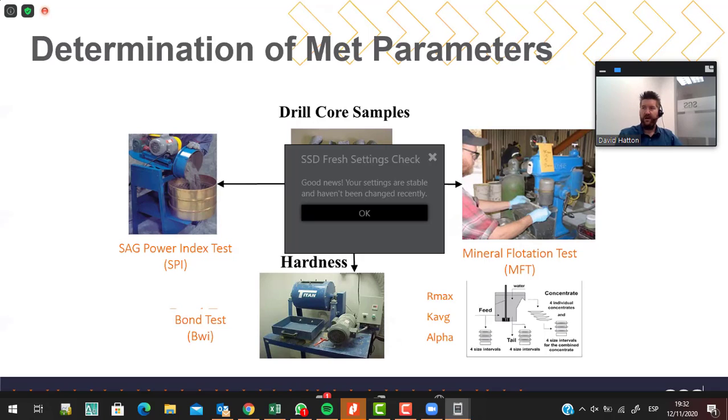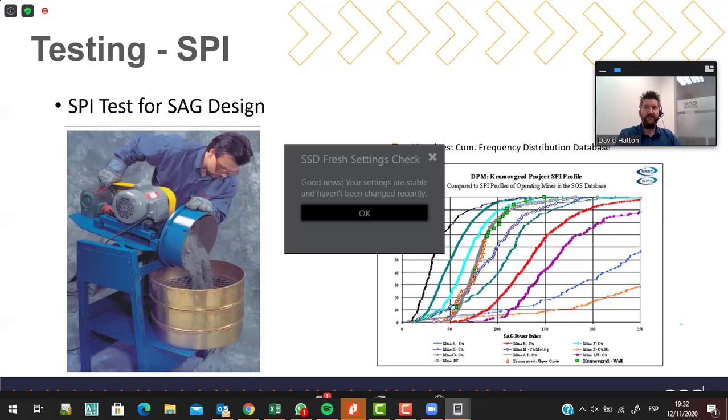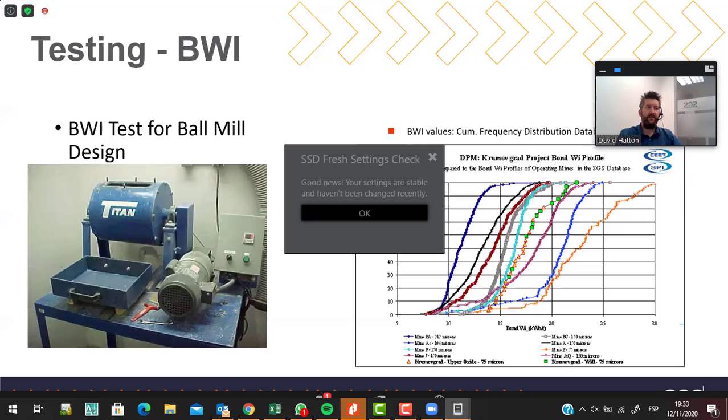So we've got the SPI, the Bond work index, and the MFT that you would have heard about already for our flotation kinetic parameter extraction. The nice thing about these tests is they're standardized tests, and so we can compare the results with other typical operations. Here's an example for the SPI, and we have a range of SPI values and different plant databases in our system here. So we can see, is your ore a typical ore? Is it harder? Is it softer? Are we going to need more energy because it's harder to grind? And we have the same type of database for our Bond work index and our MFTs.